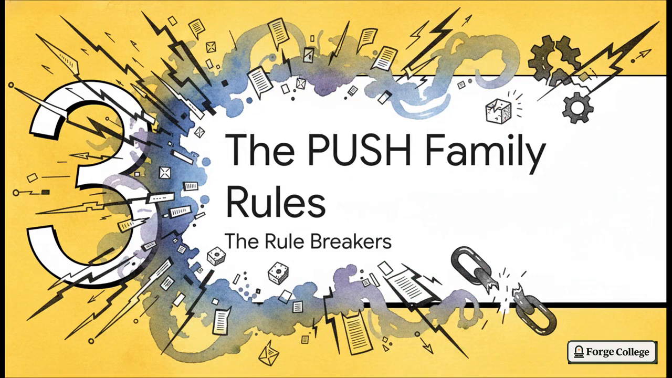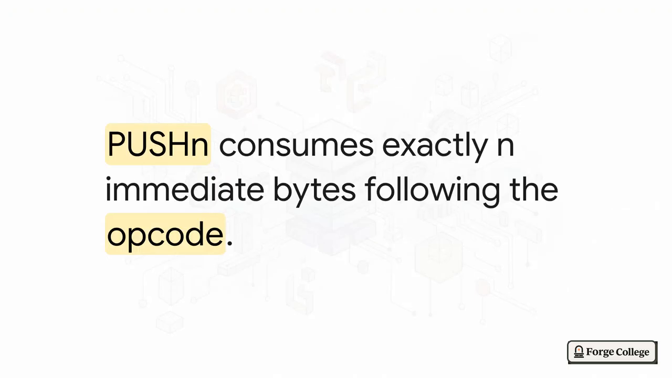Section 3. The PUSH family rules, the rule breakers. Every set of strict rules has a rebel. And here is why the PUSH family are our rule breakers. While most opcodes are just one single byte of action, PUSH1 through PUSH32 bring their own luggage. They carry a raw data payload. The N in PUSH N tells the program counter exactly how many immediate bytes to expect right after the opcode. So if you see a PUSH opcode, it forces the program counter to skip ahead by 1 for the opcode itself, plus N bytes of data.